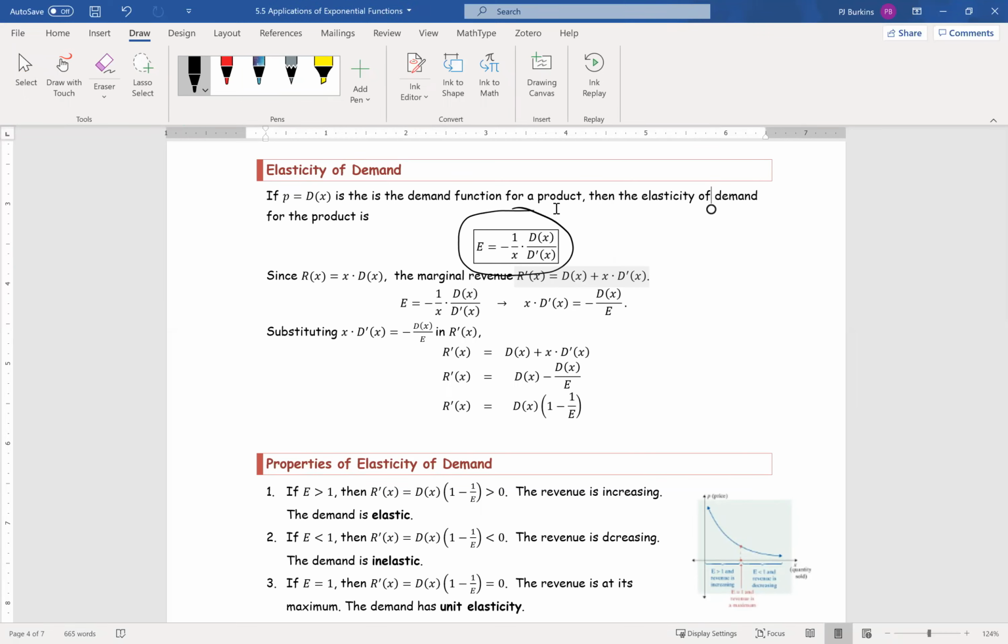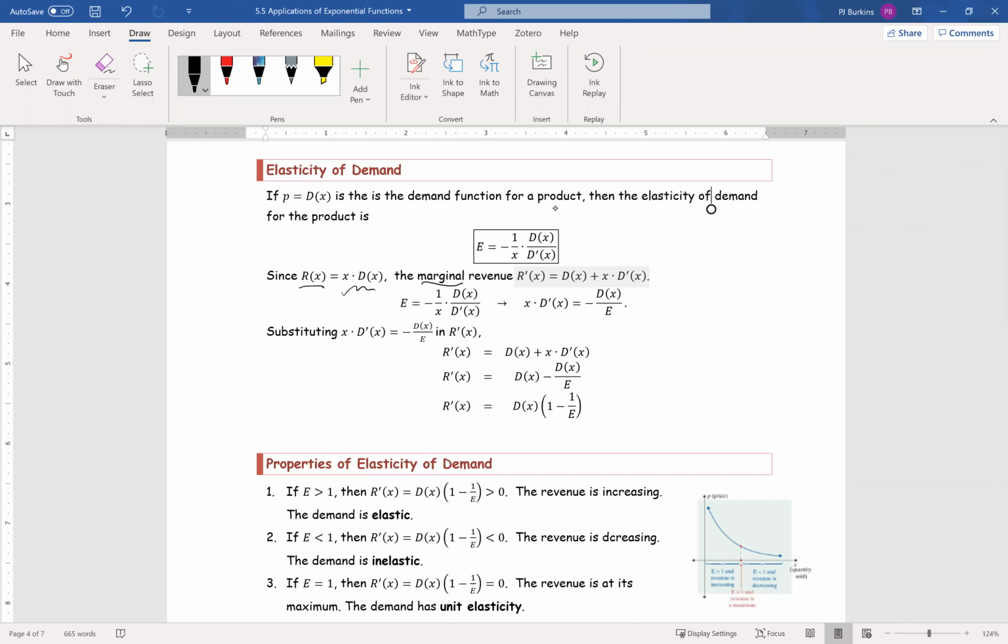So we need the original demand function, we need the derivative of the demand function, and then minus 1 over x. And that'll give us this quantity that we're talking about. Another relationship that we can look at is the revenue. So we all know that the revenue is x times the demand function. And if we want to talk about marginal, right, that means take a derivative. And so that's because this is a product between two functions, right, we would get d of x plus x times d prime.